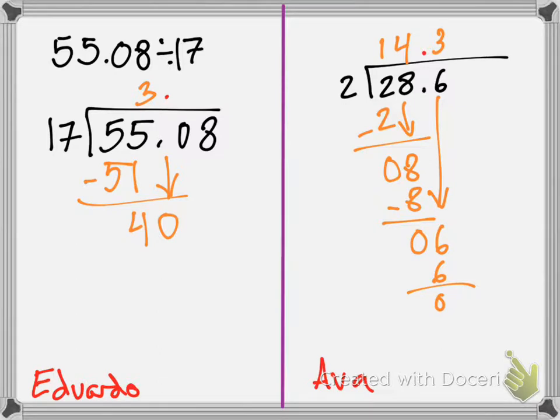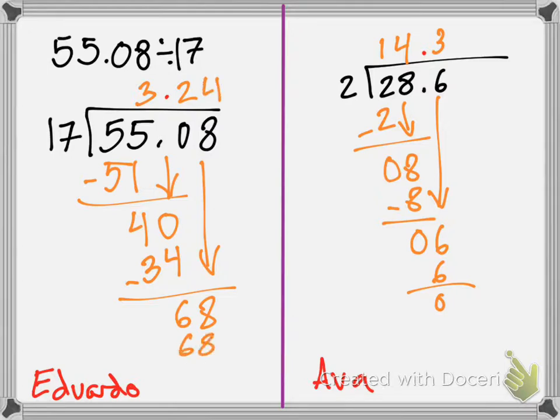It goes in 2 times, and that's 34. So we get a 6. I bring that down, and I get 68. How many times does 17 go into 68? Take a guess. It goes in 4 times, exactly. That's 68. And we're done.